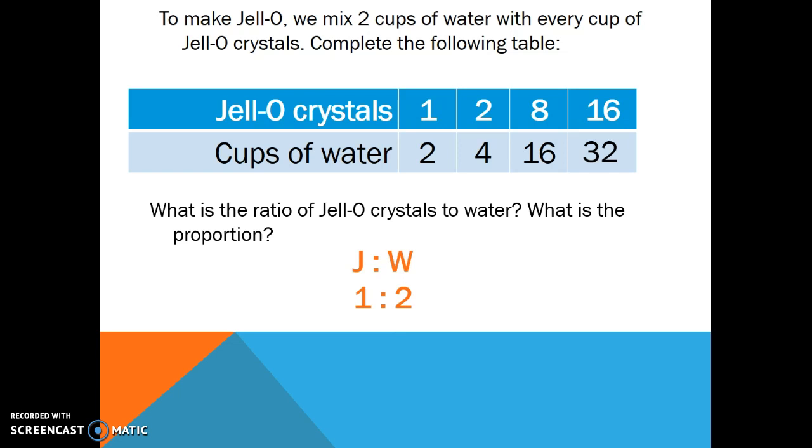So remember, the proportion is just the simplified ratio. So I wouldn't say the proportion is 16 to 32. I would always just say that the proportion is 1 to 2.